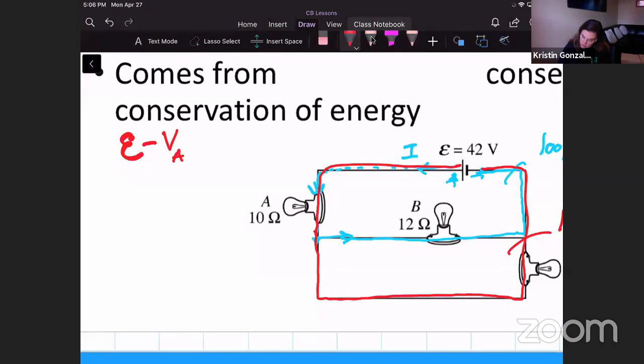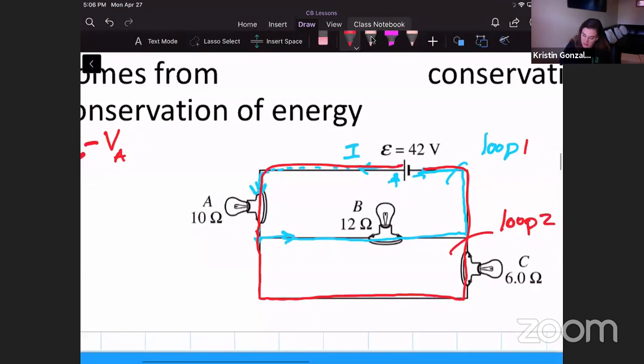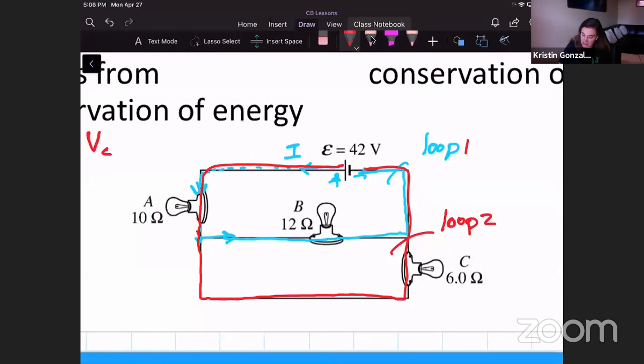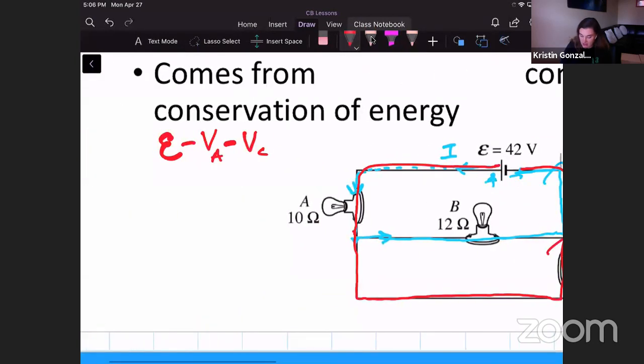As we keep going around this outer loop, we get to light bulb C. Again, that's another drop, so minus the potential difference across C. By the time I get back to the battery, I should have a potential difference of 0, so our gains equal our drops. You could also write it as the EMF of the battery equals VA plus VC.